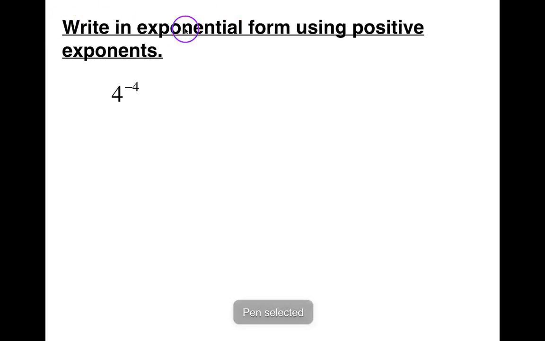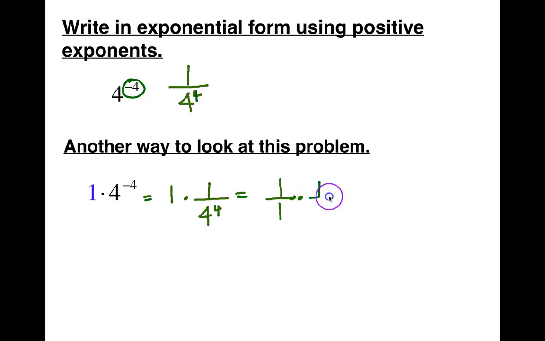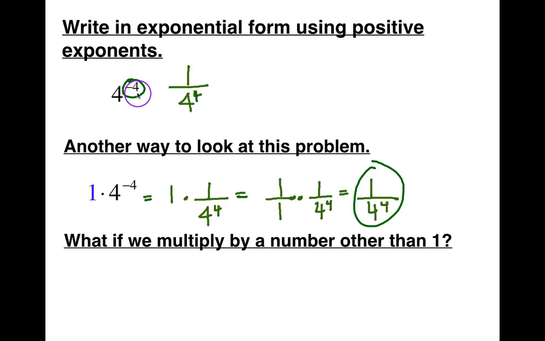Okay. When writing in exponential form using positive exponents, what we do first is recognize here, we always start with the number 1. Since it's a negative exponent, we're going to divide by 4 a total of 4 times. Now, another way of looking at it is this. It's 1 times 4 to the negative 4th, which is essentially 1 times 1 over 4 to the 4th, which then translates to 1 over 1 times 1 over 4 to the 4th. And we can simplify that one step further and say that's basically 1 over 4 to the 4th.